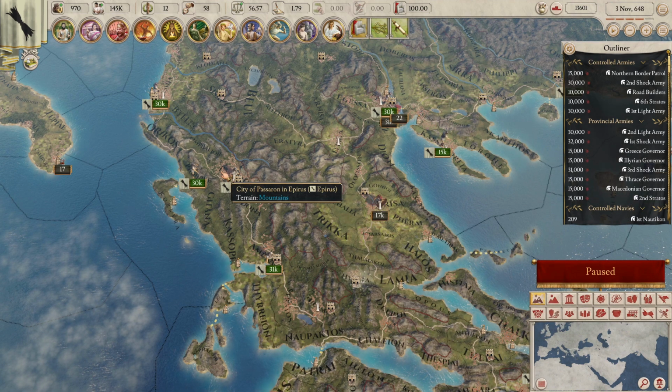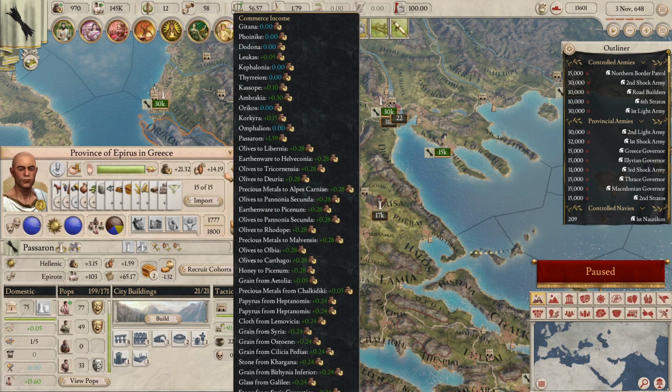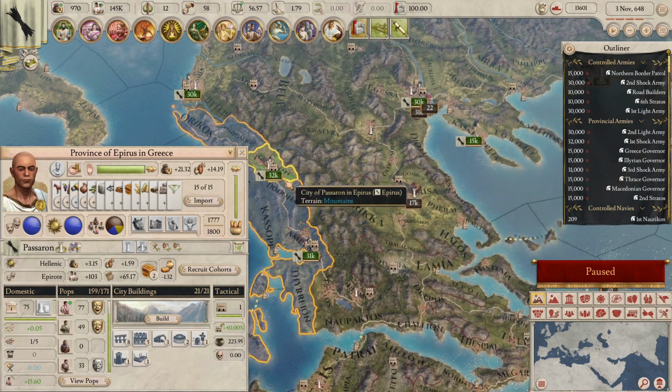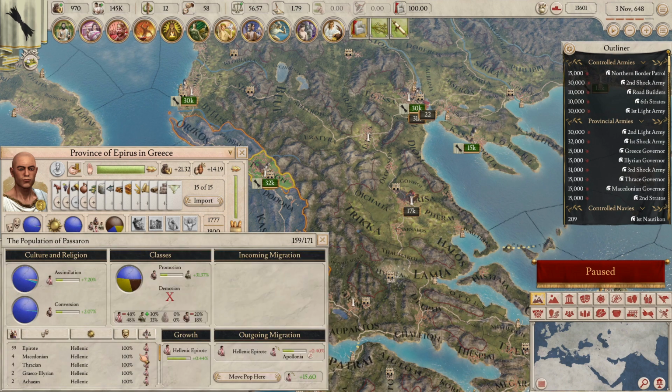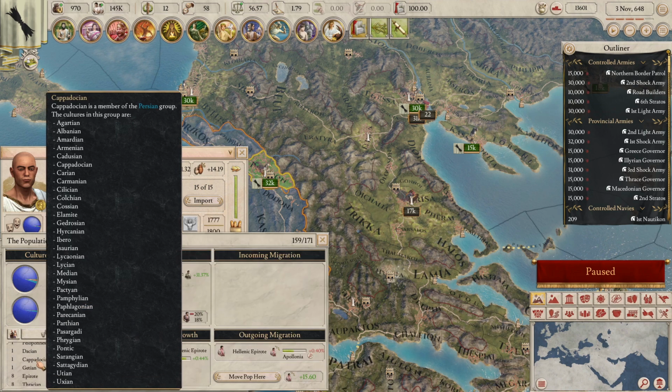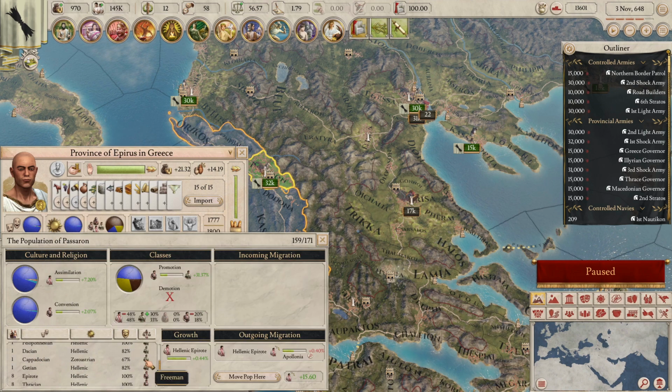To show you an example of this, I'm going to click on my capital city of Passaron and try and find a pop that is not the same culture or religion as me. Here I click on the view pops and I will scroll down and find a pop which is not as happy as the others. Here I've found one Cappadocian Zoroastrian pop, Freeman.